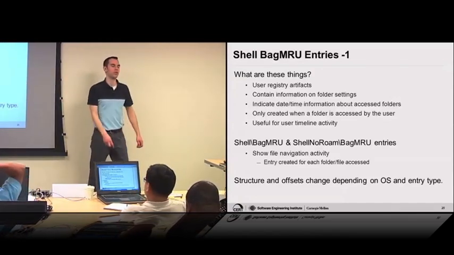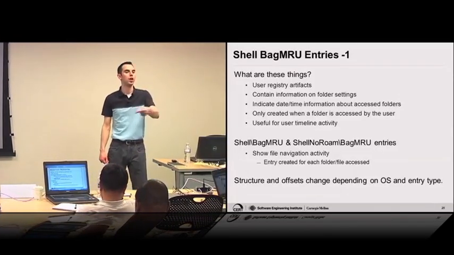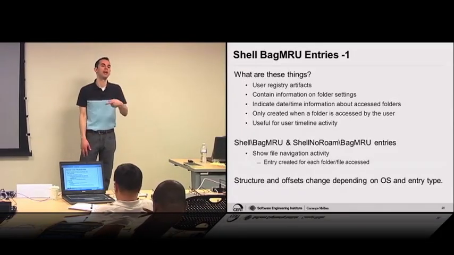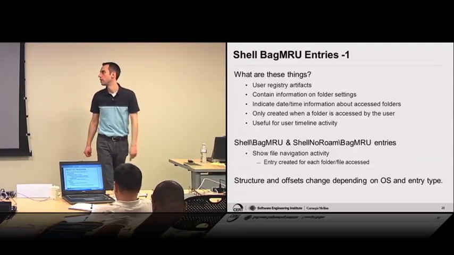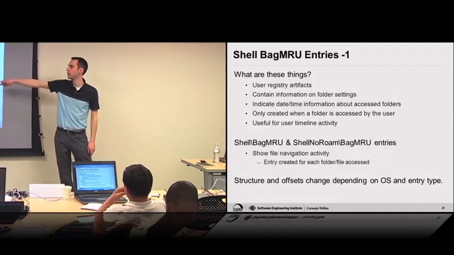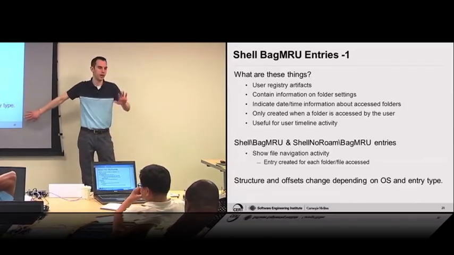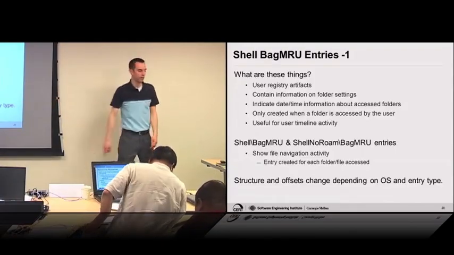But they can be really useful for timeline activity because they can associate the visitation to a folder by a user, right? So they can't say that, oh, I never went to this folder. Well, yes, you did because we have this entry in your registry, right? There's two different types. There's a shellbag MRU and the shell no roam. Don't really worry about the difference for right now because they're basically the same thing. But they basically show navigation activity.